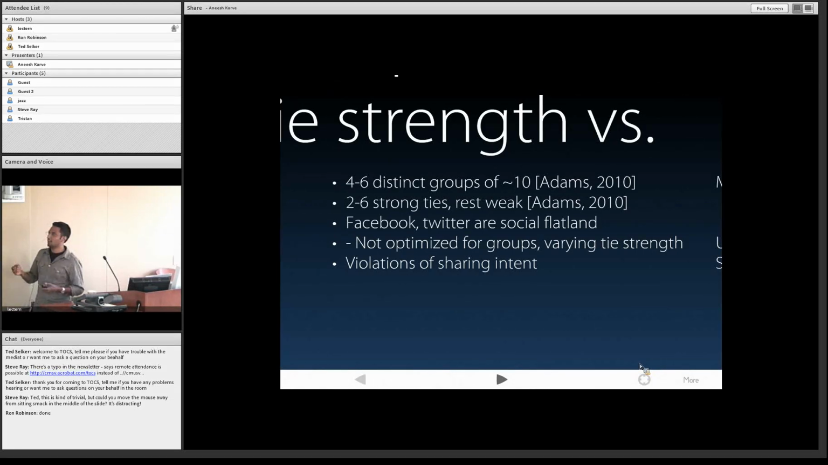By comparison, the way that Facebook and Twitter work as carte blanche broadcast platforms doesn't match this small group mentality at all. They have taken a higher dimensional space, which has a lot of subtlety to it, right? There are certain status items that I only want my family to know. There are certainly certain status items that I only want friends who are over a certain age to know. And these interfaces are not really designed to articulate those differences. And so the first observation is that the interfaces that we're working with today are not optimized for groups or for varying tie strength. As a result of that, we get what are called violations of sharing intent.